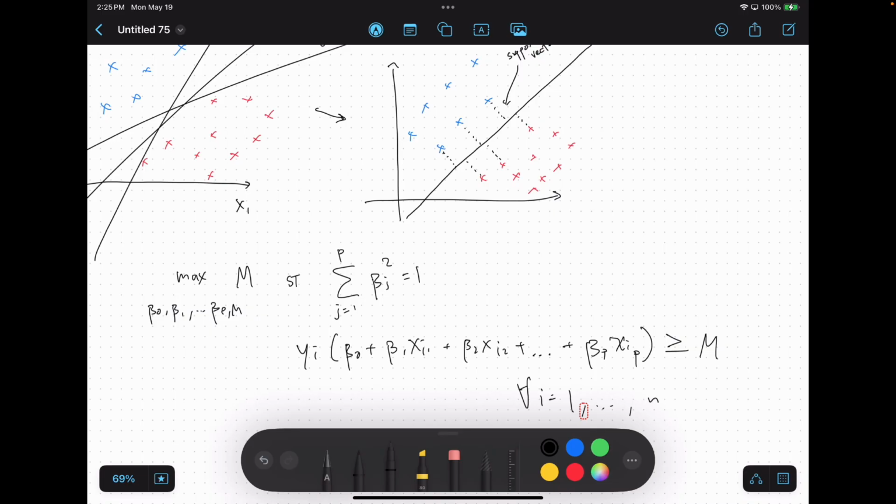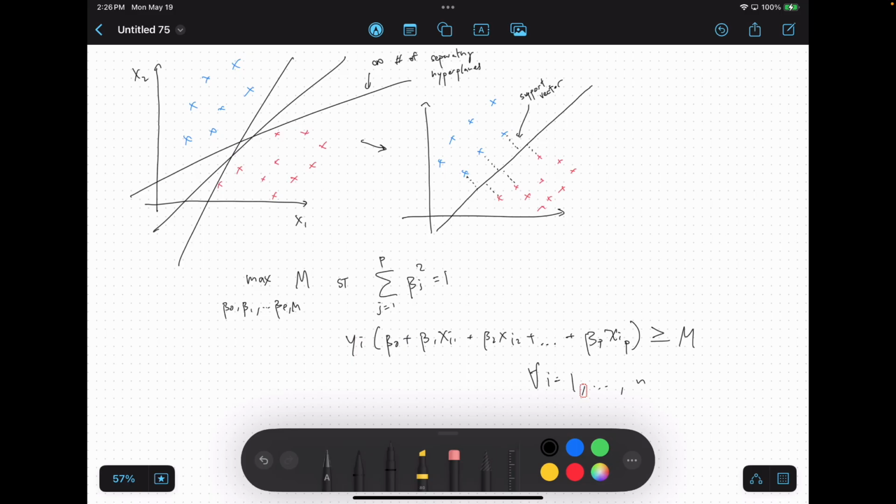So this constraint keeps the hyperplane constrained to exactly separate your outcomes, and to do so in a way that maximizes the size of the support vectors. So that's the main concept here.